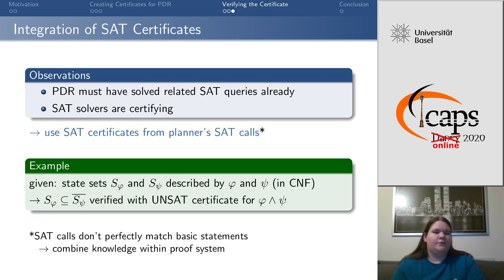For an example of how this might look, imagine you have two state sets S_phi and S_psi, which are described by phi and psi, which are CNF formulas. If you wanted to show now, or to verify, that S_phi is a subset of the complement of S_psi, you can verify that with an unsat certificate for phi and psi. Now, as you see, there is a small asterisk attached to this. For PDR, the SAT calls that PDR performs do not perfectly match the basic statements we have in our certificate. But this is actually not a problem, because we can take the knowledge that we can gain from these SAT calls and combine them within the proof system to reach the final conclusion.